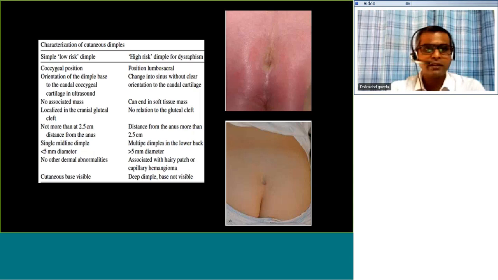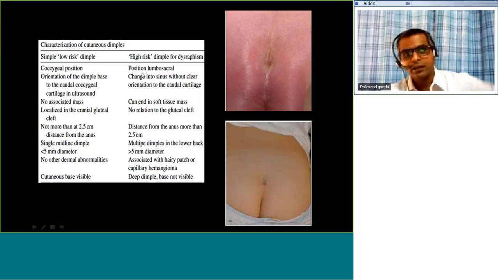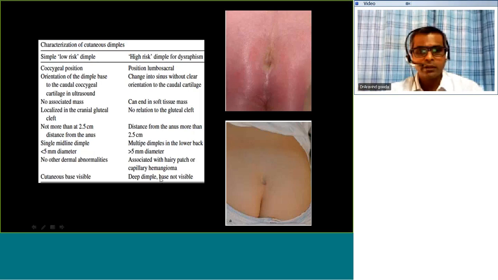So that is regarding the dermal sinus. You have to differentiate the simple, low risk dimple from the high risk dimple for dysraphisms. In the low risk, it is usually coccygeal in position, whereas in the high risk, it is lumbosacral, and usually will have a cutaneous base which is visible in the low risk, and a deep dimple that will be present in the high risk dimple for dysraphisms.